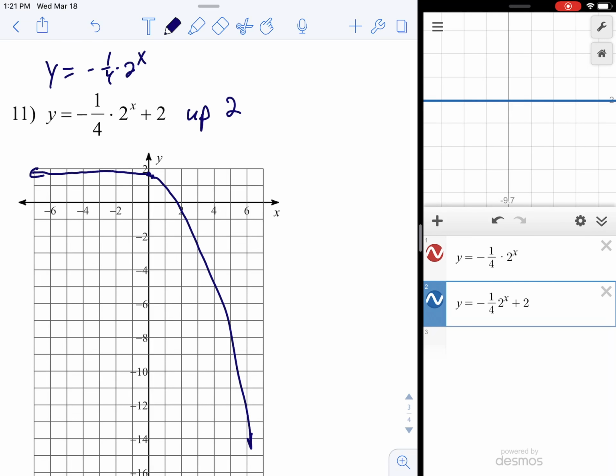So here's what's interesting. This number here, it's what we call a vertical shift, but it's also the horizontal asymptote.